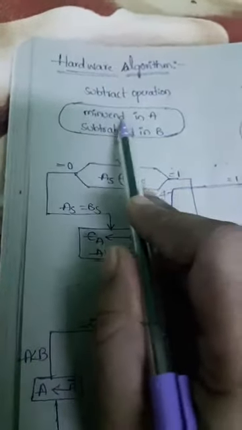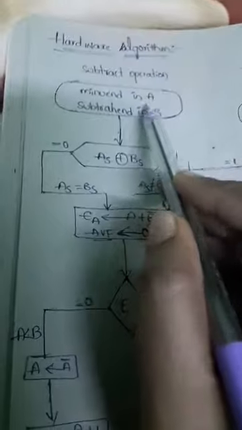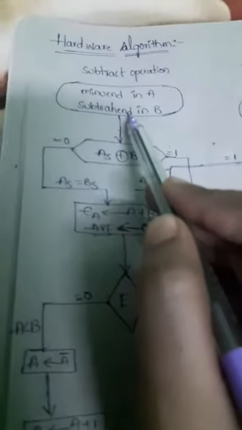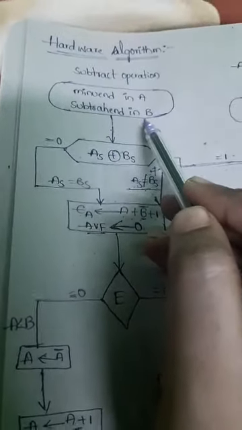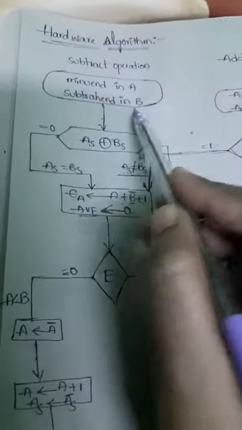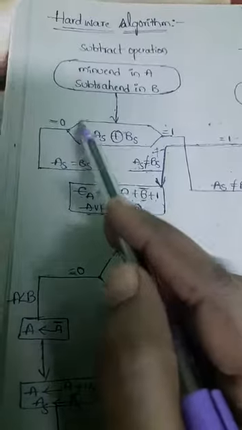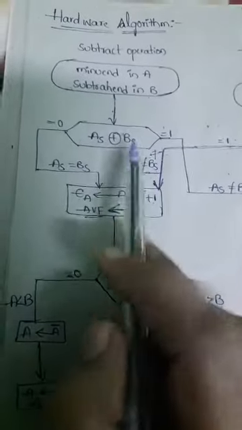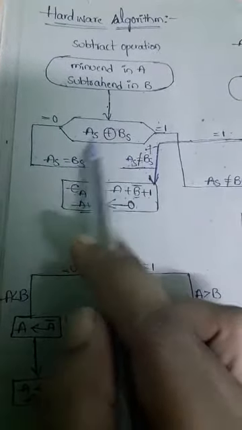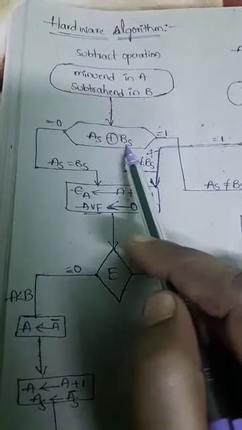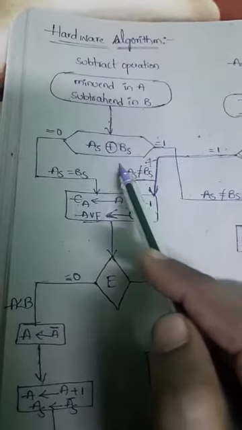The first number we call the minuend, which is present in the A register, and the second number we call the subtrahend, which is present in the B register. Here also we are using one comparator, in order to compare the sign bits of AS and BS. We already know the procedure of the subtraction operation.